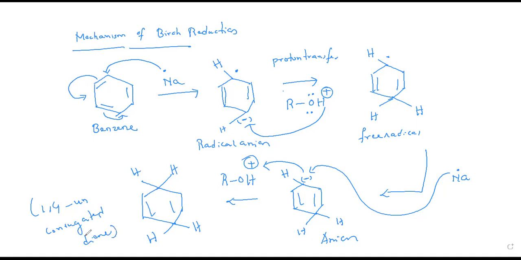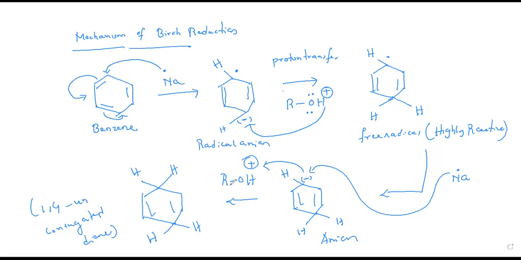So the mechanism is very simple. You are using sodium, which will transfer a single electron to form a radical anion. The next step is proton transfer in the presence of alcohol. The hydrogen atom will migrate towards this negative charge to form a new sigma bond between the carbon and hydrogen, which is a free radical. And remember, these free radicals are highly reactive, so they can react with another sodium. This sodium can transfer another single electron to form a negative charge.